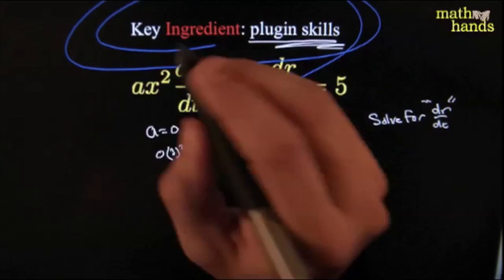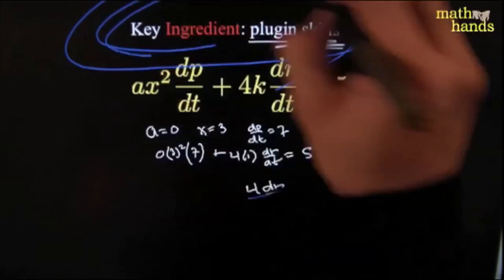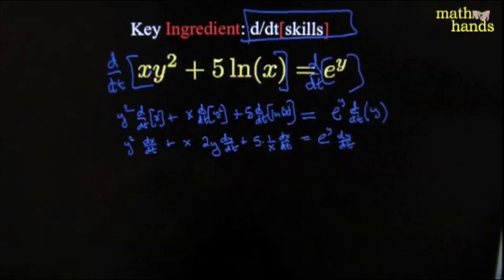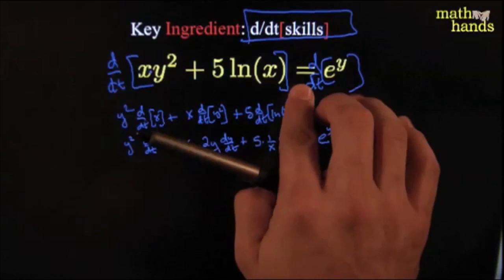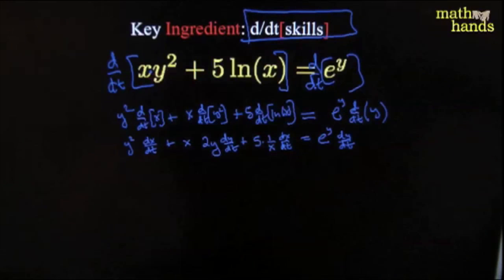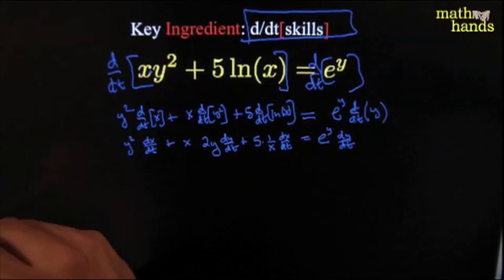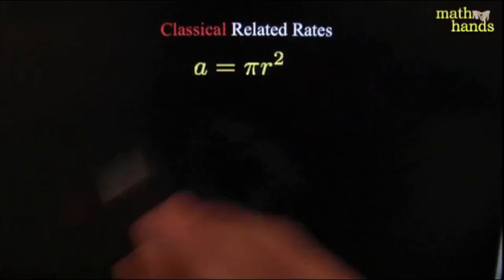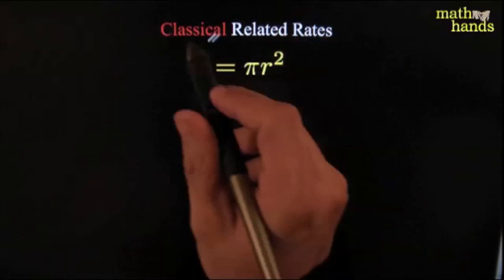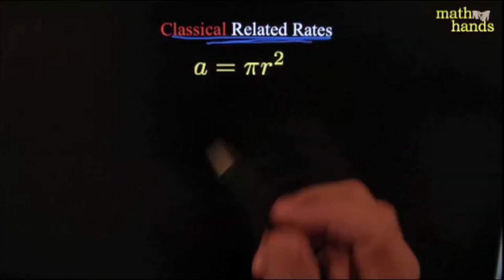All you need is two ingredients. You need your plug-in skills, plugging things in and solving, and you need your DDT skills, being able to slap a DDT on both sides and doing the derivatives correctly. That's it. 2 simple ingredients. However, something really nice happens when you apply these 2 skills to some classical problems.